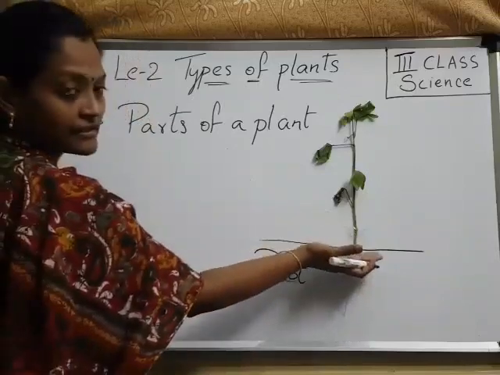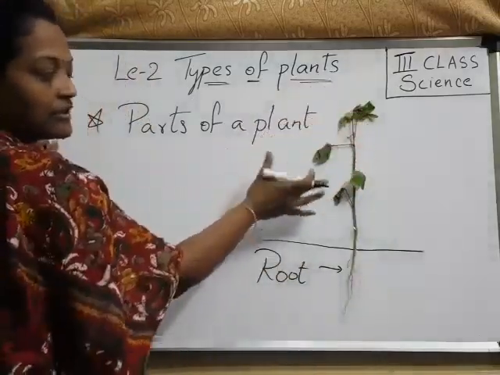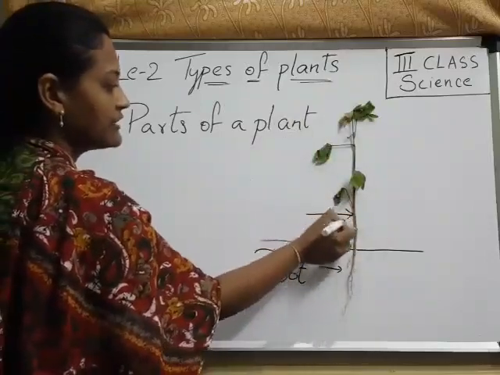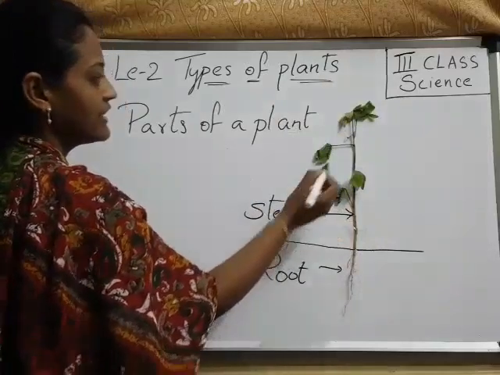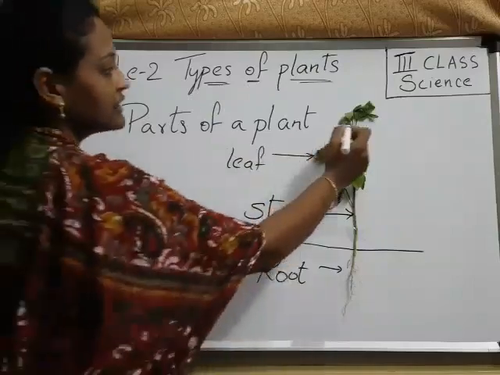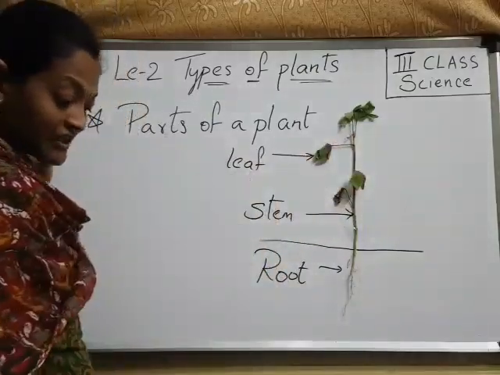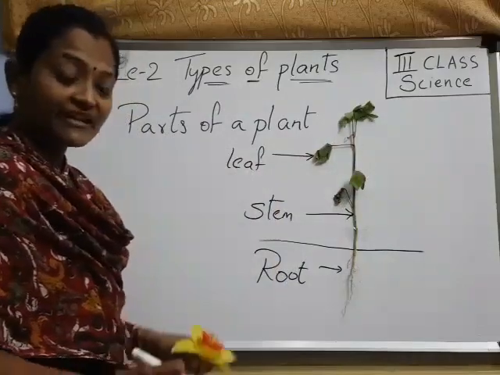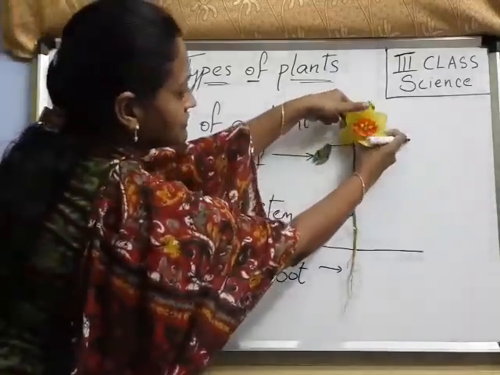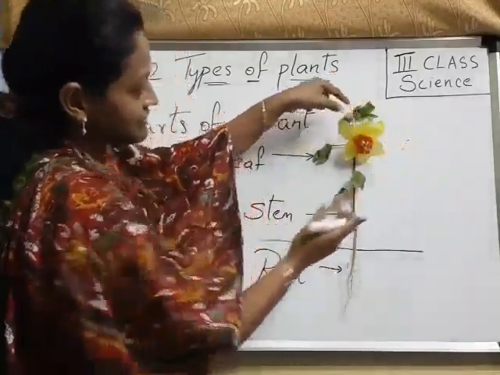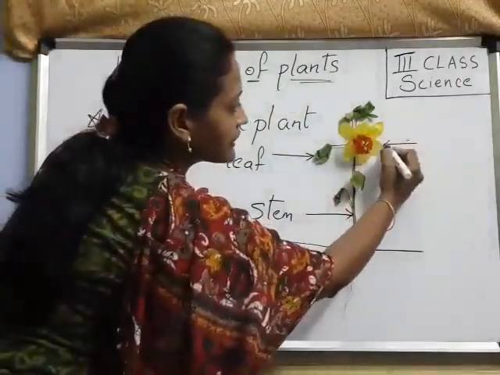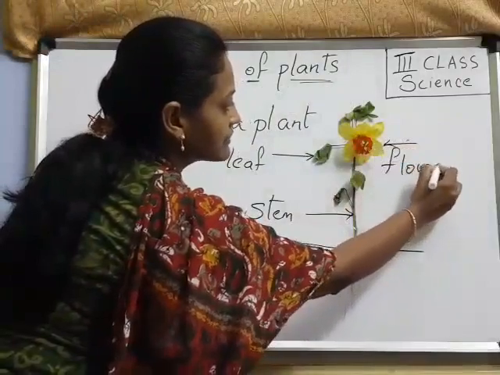And the part that is growing above the ground has so many parts. The first one is the stem, isn't it? And this one is the leaf, right? And here a small bud is there. Bud changes into, tell me, have you seen flowers? Yes, look here, this is a flower, right? So the bud changes into a flower like this, isn't it? Bud changes into flower. Here I am writing, this one is a flower.